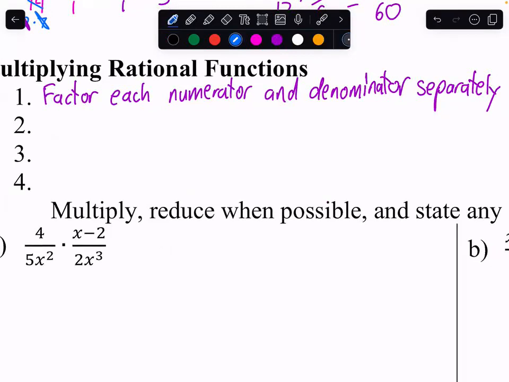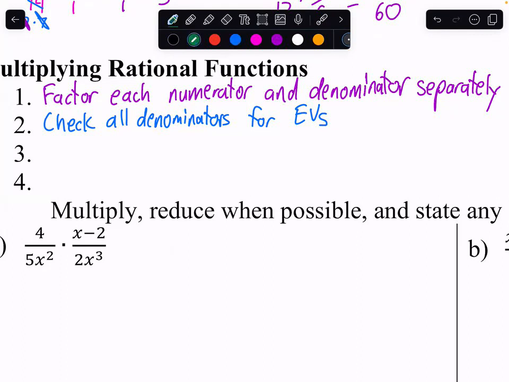Second step. Check all denominators for EVs, which recall means excluded values. And remember, you only need to check the denominators because it's okay if the numerator turns into 0. It's only the denominator that cannot be turned into 0.